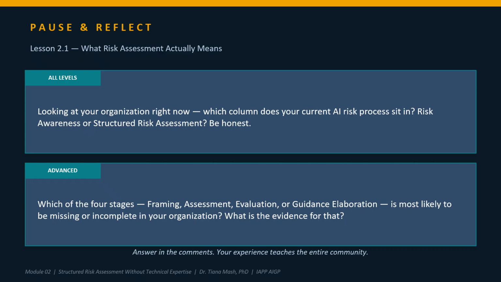Now, think about the last time your organization discussed AI risk. What was the structure? Was anyone named as accountable? Was it documented to a standard that would hold up externally with governing bodies or opposing governing bodies? Was it a conversation that ended without a record?